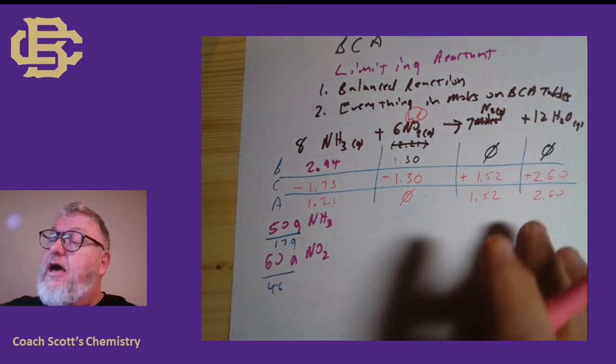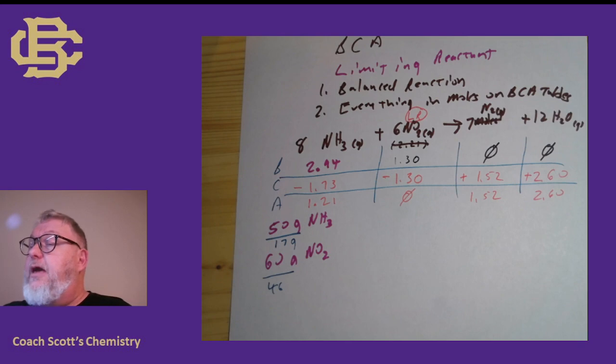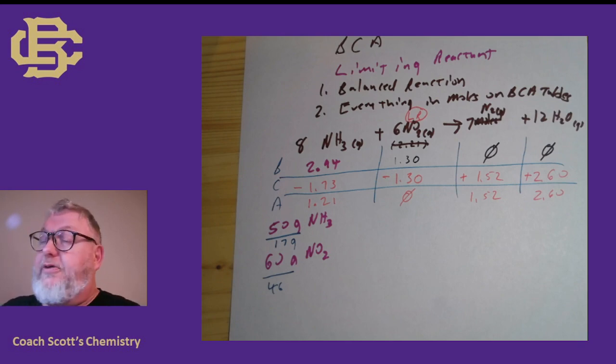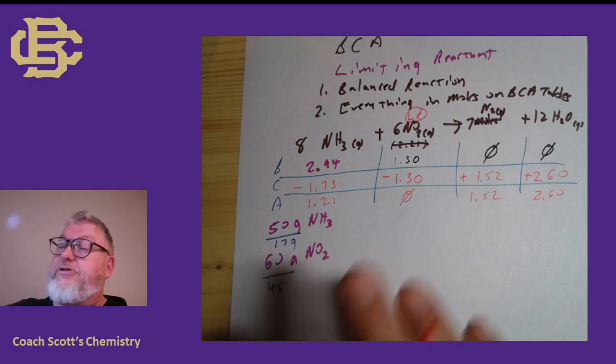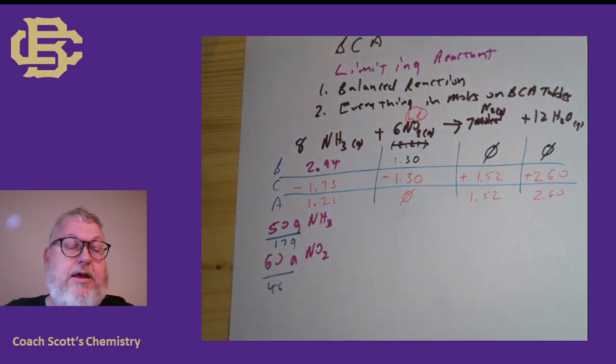Okay, so now if they're asking me how many grams of nitrogen, then I'm going to multiply on this side by the molar mass. If they ask me how many liters of water vapor, I'm going to multiply by 22.4. If they ask me how many molecules, I'm going to multiply by Avogadro's number. I can answer all the questions with this table. And I can also make this a percent yield problem.